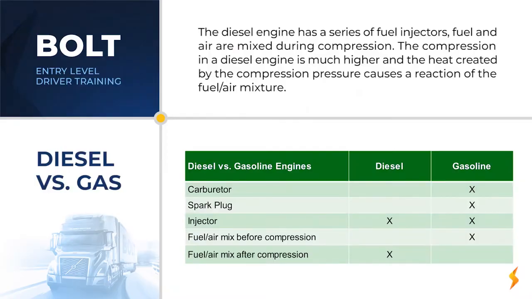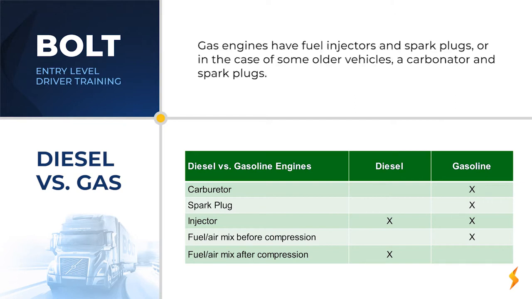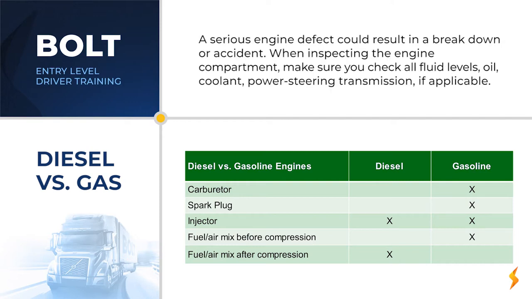The diesel engine has a series of fuel injectors. Fuel and air are mixed during compression. The compression in a diesel engine is much higher, and the heat created by the compression pressure causes ignition of the fuel-air mixture. Gas engines have fuel injectors and spark plugs, or in the case of some older vehicles, a carburetor and spark plugs. A serious engine defect could result in a breakdown or accident.